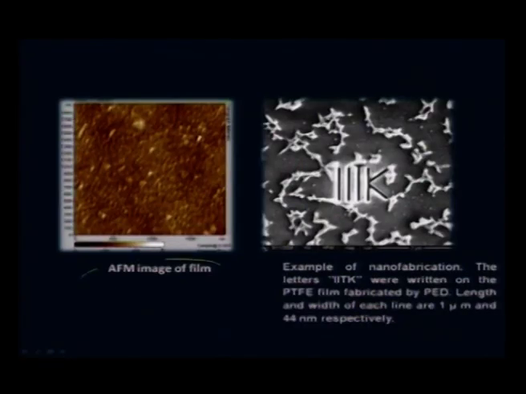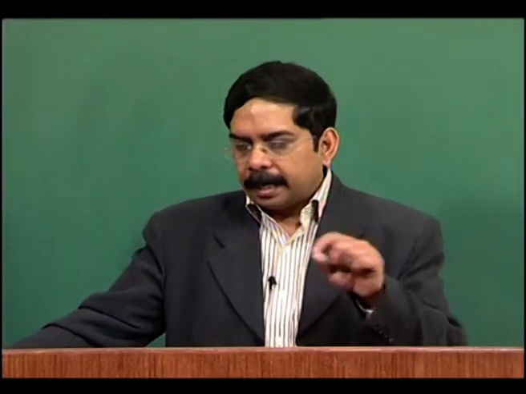This is a typical AFM image of the film, and we can also do some nanostructuring. You can write IIT Kanpur as a nanostructure, and the length and width of each line is 1 micron and 44 nanometer respectively. So you can actually do this sort of writing on polymer films. Once you write using an electron beam, you can try to cap this with any sort of dopants. So you can actually try to fabricate any device by nanostructuring these polymeric surfaces.